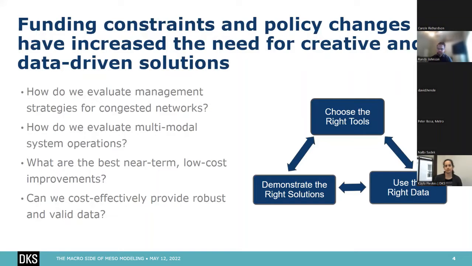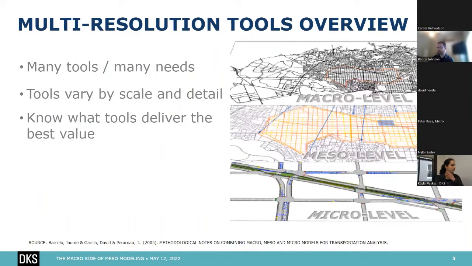And with increasing constraints on funding and policy changing, we're having to be more creative in the solutions we develop, and we need to have strong data to support those. So how do we manage our systems when we have limited funding, limited right of way? We want to make sure that we're making the best investment of those dollars that we can. So we want to make sure that we're choosing the right tools. That's an important aspect here.